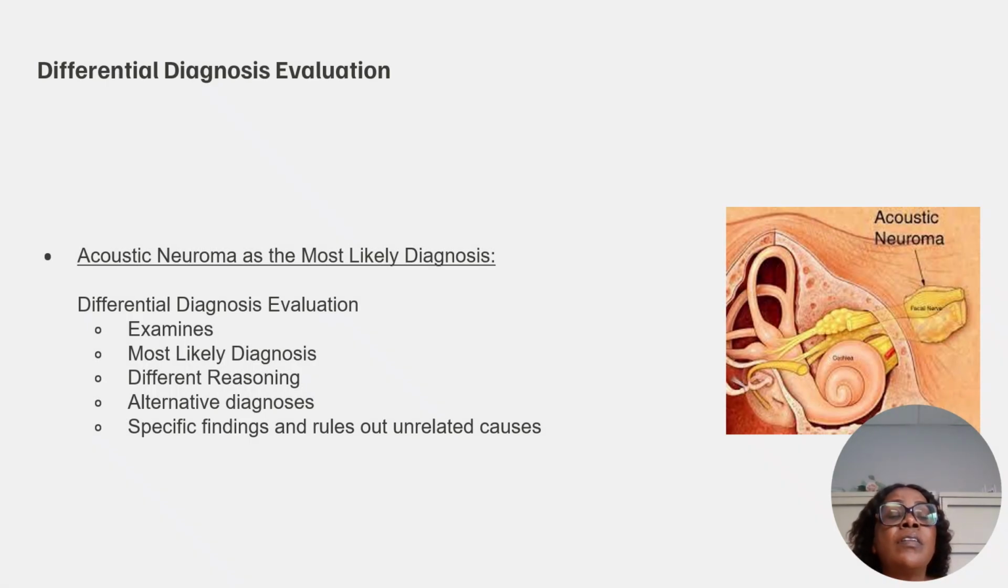Differential diagnostic evaluation. Acoustic neuroma is the most likely diagnosis. Differential diagnosis evaluation examines the most likely diagnosis, uses differential reasoning, considers alternate diagnoses, weighs specific findings, and rules out unrelated causes.